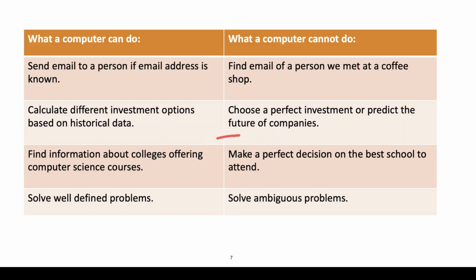But to make a perfect decision about what will be the best school to attend, or the best course or best combination of courses, this is something that is human dependent. Computers cannot take decisions for you. Computers solve well-defined problems. The problems which have ambiguity, computers cannot solve, right? So solving ambiguous problems is difficult for computer systems.